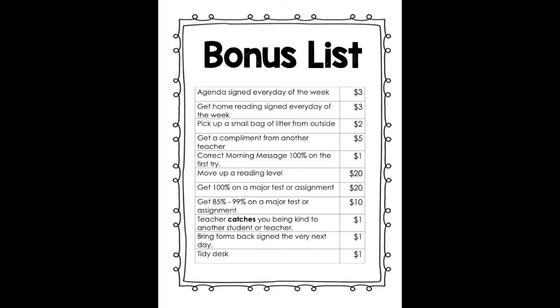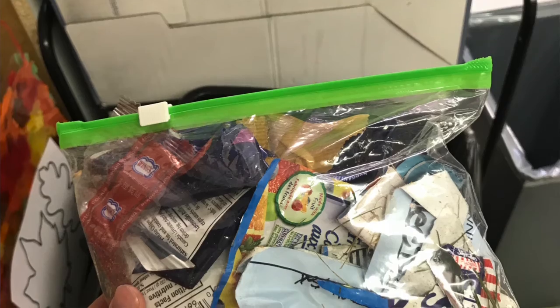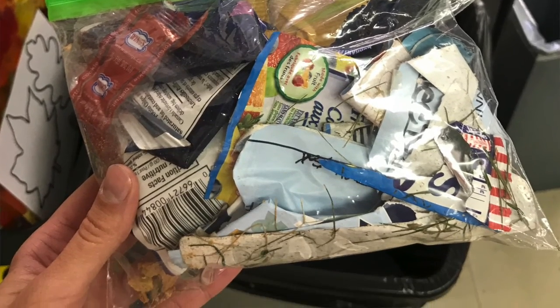So if you get your agenda signed every day of the week, then on Fridays you earn $3. If you get your home reading signed for every day of the week, then the following Monday you get $3 as well. If you pick up a small bag of litter from the outside, from recess time, you get $2. If you get a compliment from another teacher, so if the teacher comes to me and tells me a compliment about one of my students, or if a few students can witness the compliment being shared, then that particular student gets $5.